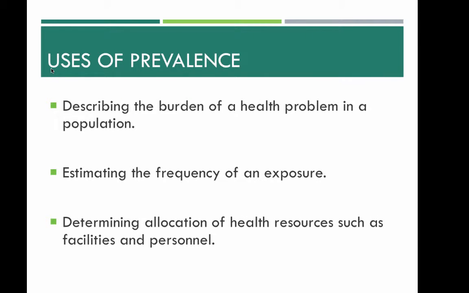Prevalence is also helpful if we're trying to allocate health resources, such as facilities and personnel. So in areas where there's a higher prevalence of, say, diabetes, then we may want to allocate more resources to prevent and treat diabetes in those areas.